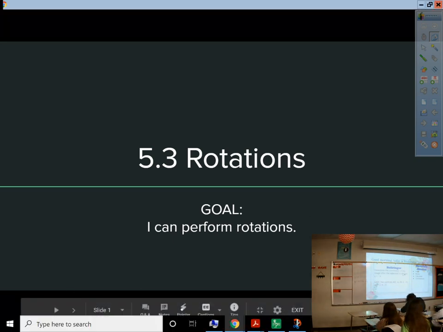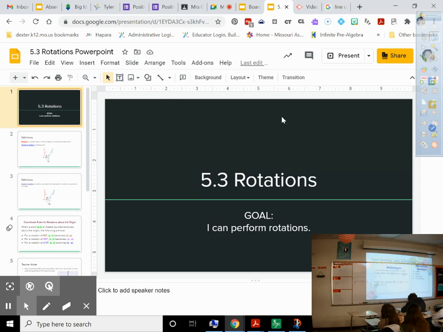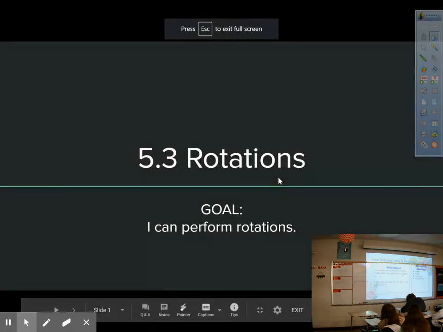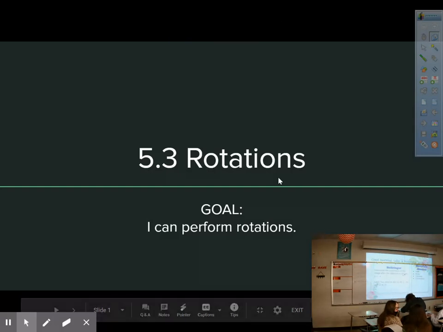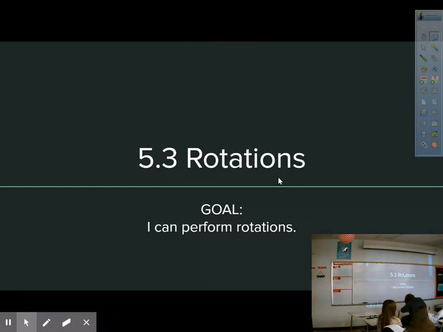Starting section 5.3. Okay. We did 5.1 translations, 5.2 reflections, and now we're going to do 5.3 rotations.